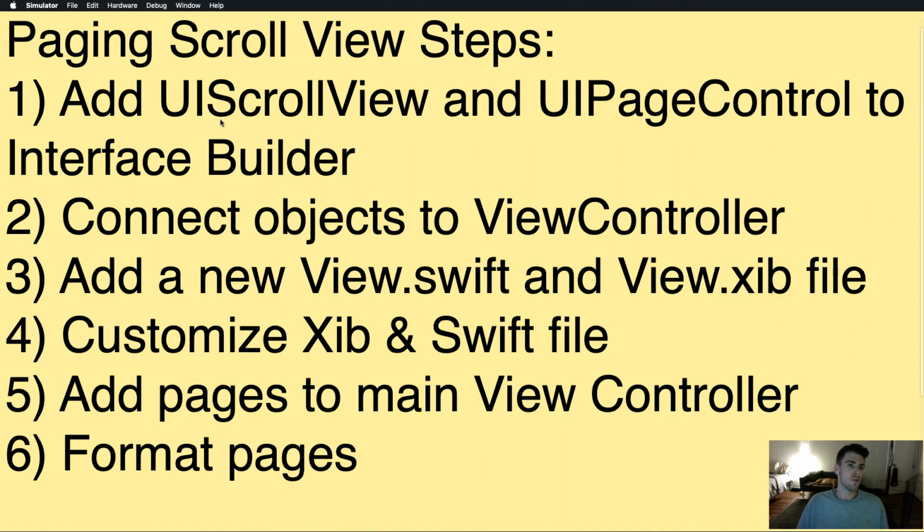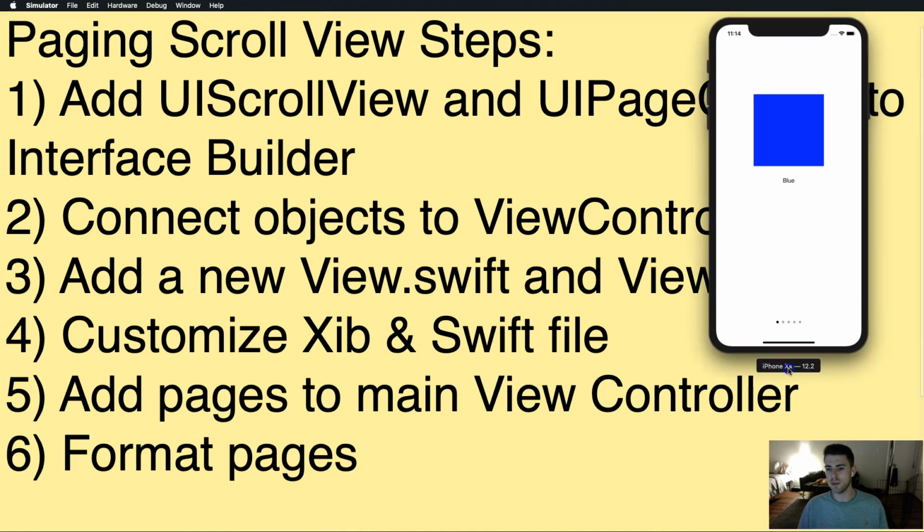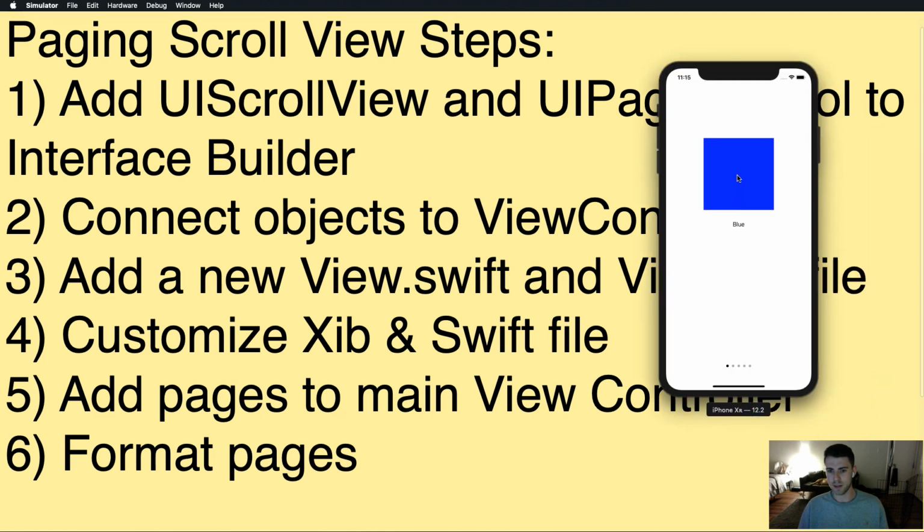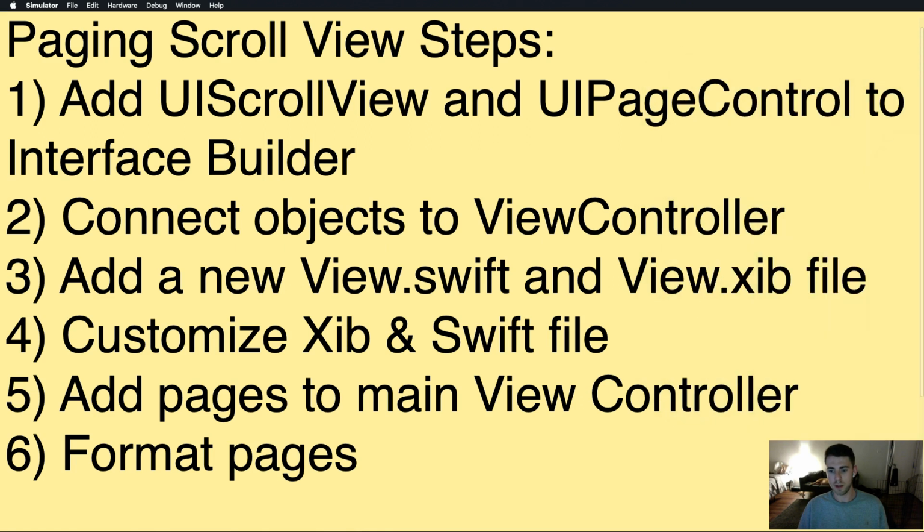Now, for step one, we're going to add the scroll view and page control to interface builder. Down here, that's the little tabs you see, is page control. We're going to connect the objects to the ViewController. We're going to add a View.swift and View.xib file. Those are going to be how this view and this label show up.